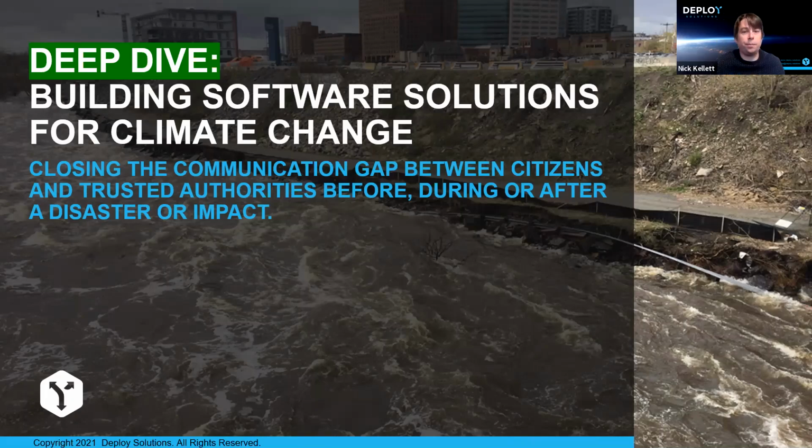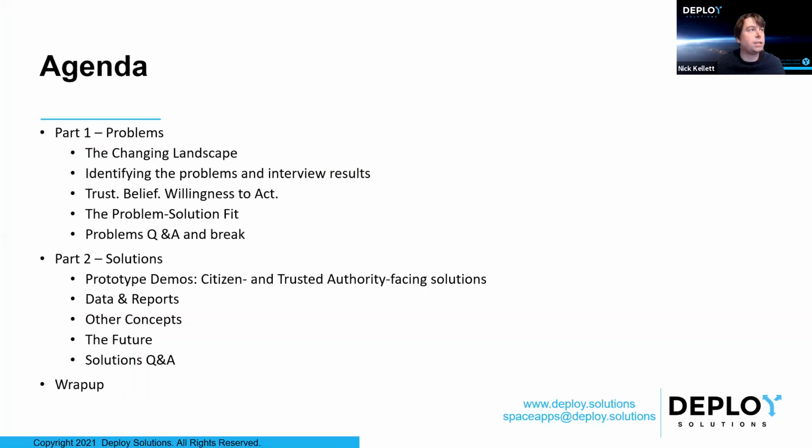Perfect. Thank you so much, Hussein. So we'd like to break this into two sections. We do want to start with the problems, communication problems, and set the stage for how we went about identifying those, what they are, and what the consequences of some of these are. The second part is actually going to be about some solutions. So we're going to go into some prototype demos. We're going to talk about some of our concepts. We're going to talk about the importance of data and reporting, and then what the future steps will be.